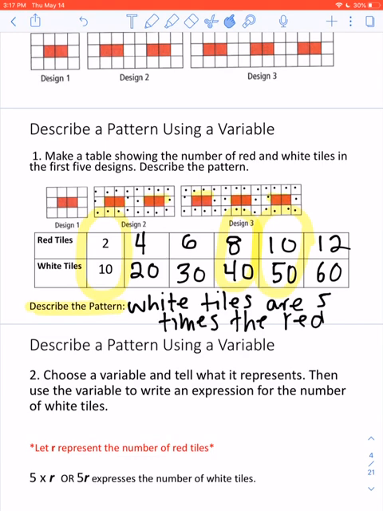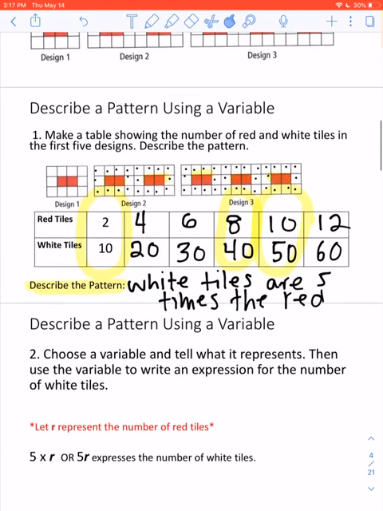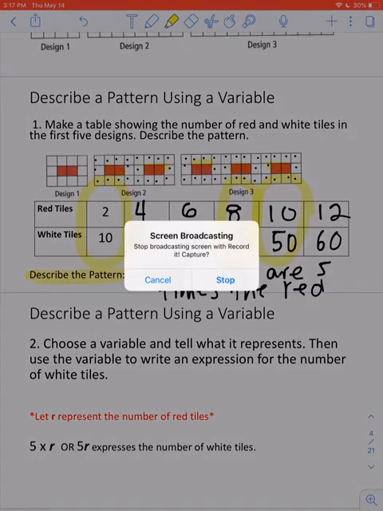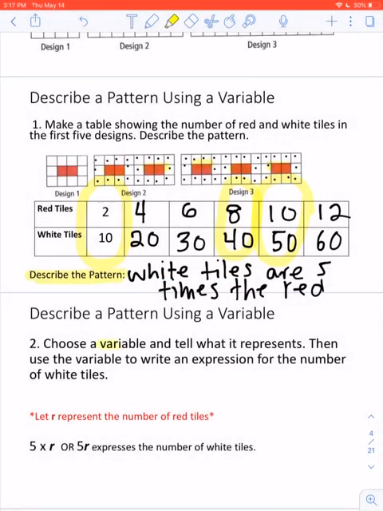This is where it gets a little bit trickier, but we will get through it. It is a new skill, so it's just something you have to practice, and once you practice it a few times, you will feel better. Choose a variable, there's that word again. Choose a variable and tell what it represents. Then use the variable to write an expression.